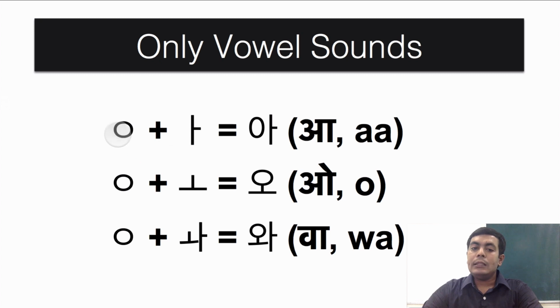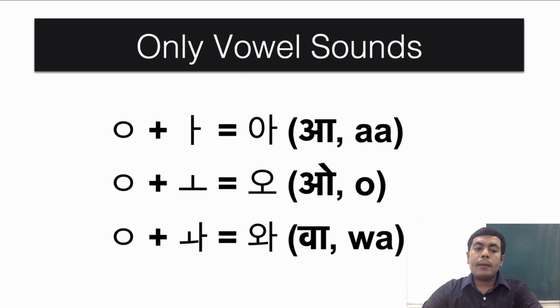So if we write ng plus a, we will just read it as a. We will not read it as nga or something. So ng plus o will become o. Ng plus wa will become wa. So whenever you need to write a vowel sound, you just write ng and then the vowel character.